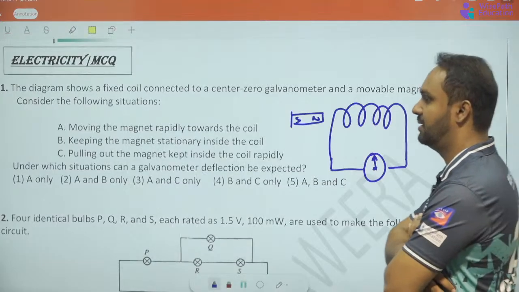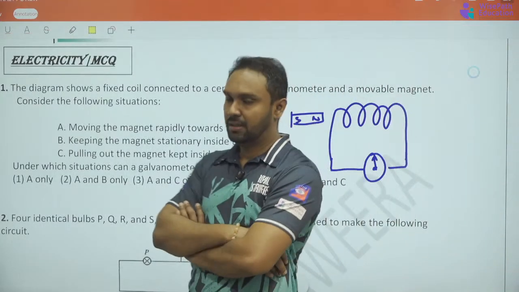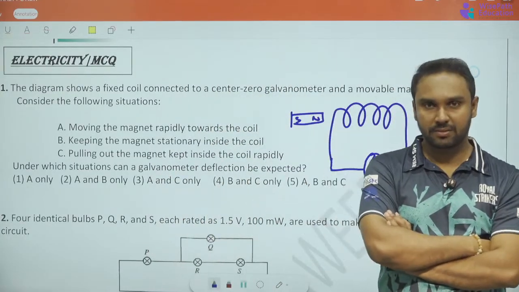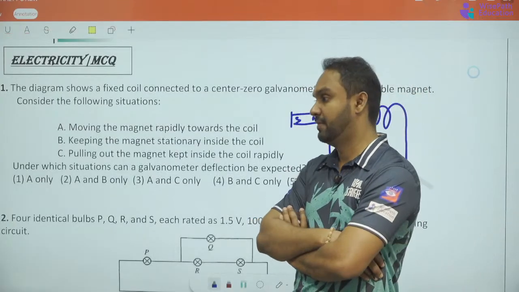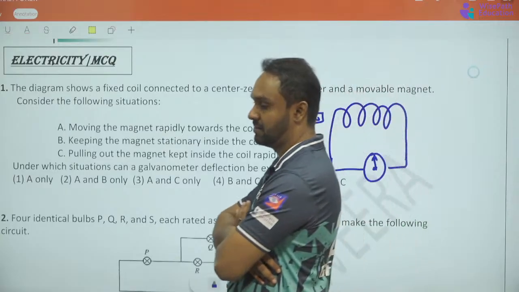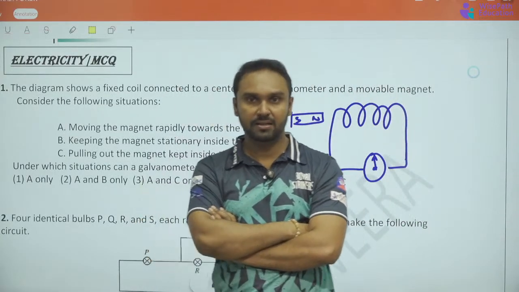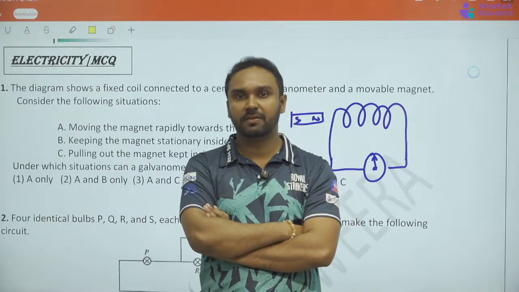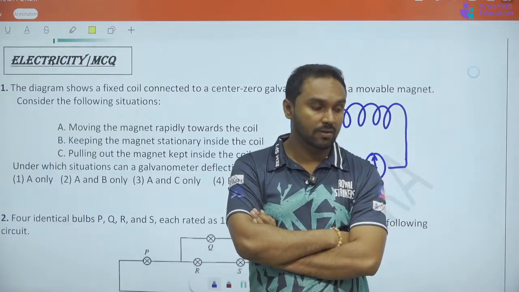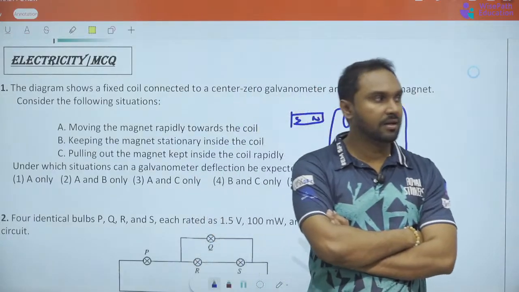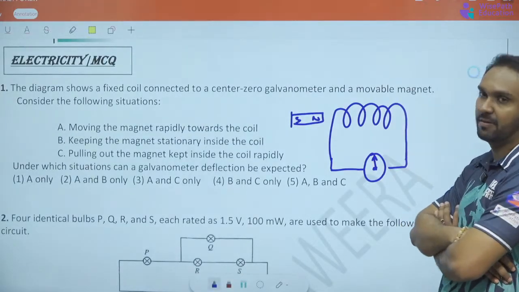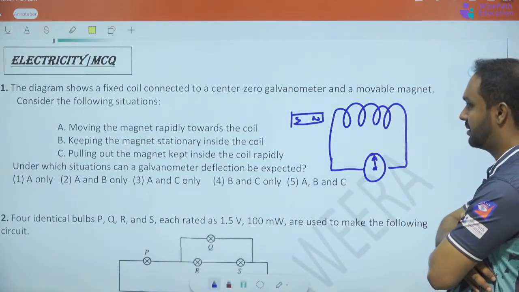So the galvanometer will deflect, or a current or an electromotive force will occur, only if there's a change of flux of the magnet. If there's a change of flux, then there will be an electromotive force or electric current. So the magnetic flux has to change. So when you are moving it, if the magnetic flux changes, then there's an electric current.